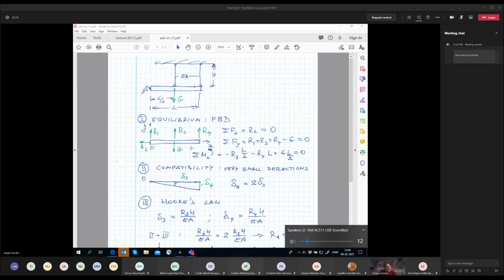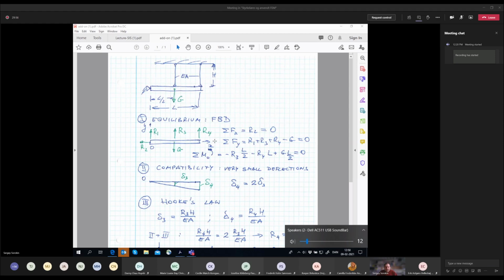But due to the compliance of these two ropes, let's say, these are two kinds of strings or ropes, so they are quite stiff, but they are not infinitely stiff. So we have a tiny little bit of displacement downwards of this point where the force R4 is acting, and an equally tiny little displacement downwards of the point where force R3 is acting, due to the weight of this horizontal bar.